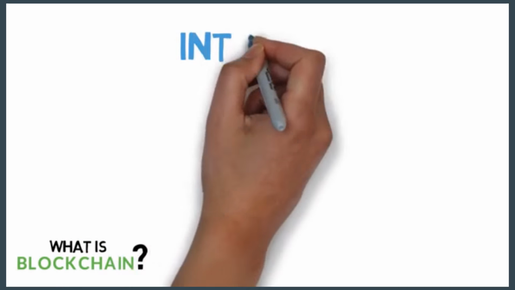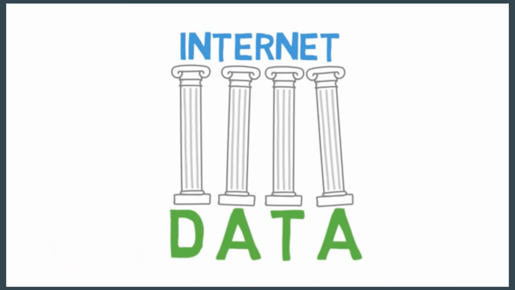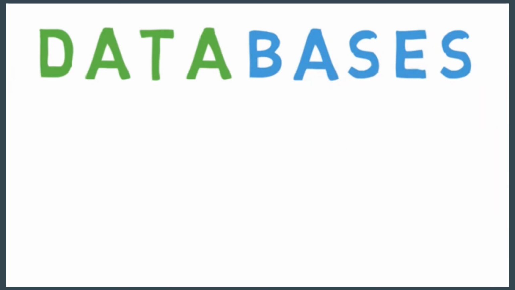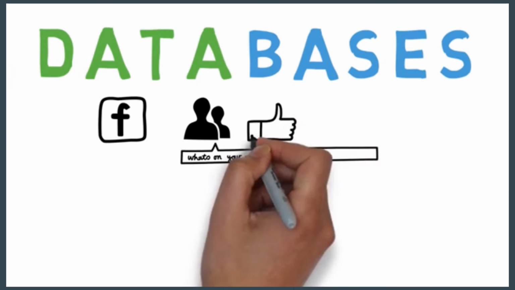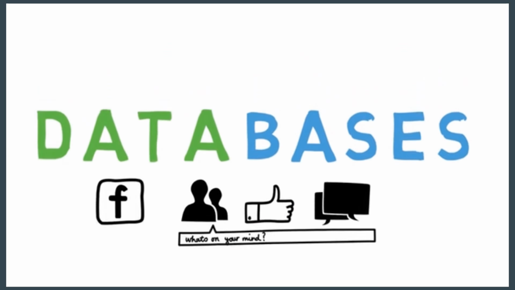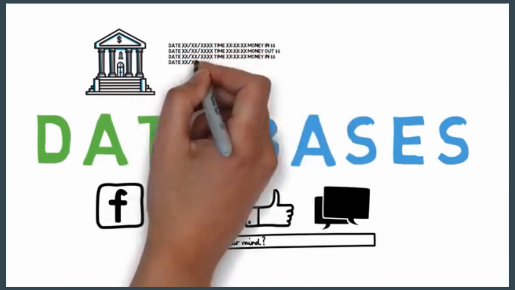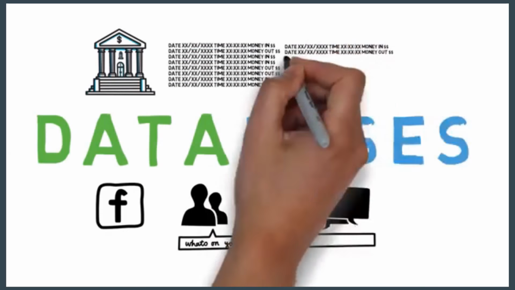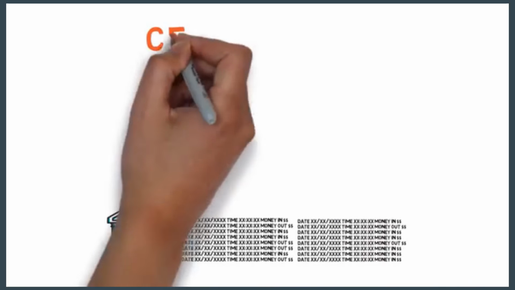So what is blockchain? Well, the internet is built on data. Most websites out there work with and hold this data by running on databases. Facebook's database holds information on every user, every post, every like, and every comment. Another example, your bank uses databases, including a ledger of transactions determining how much money your accounts have and where it's all been going. But most databases are centralized.